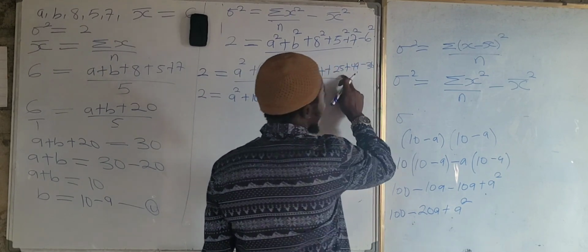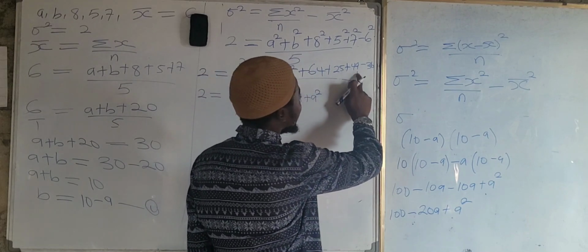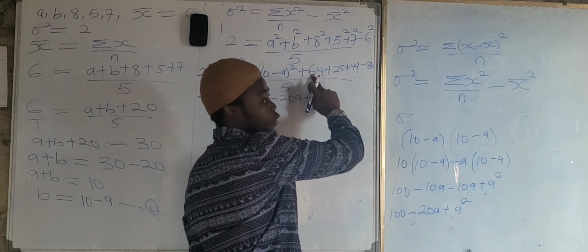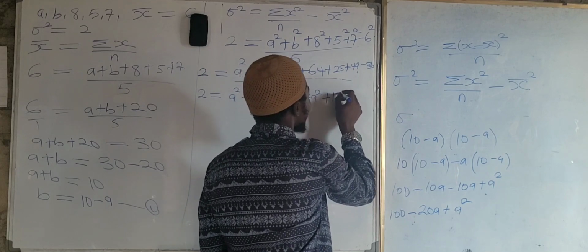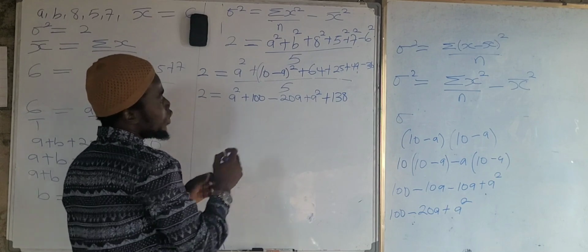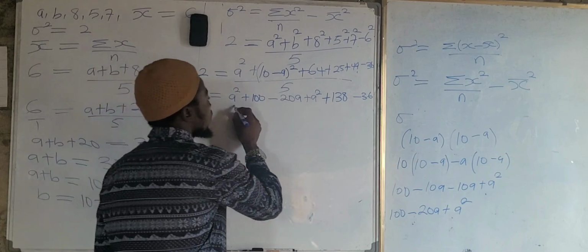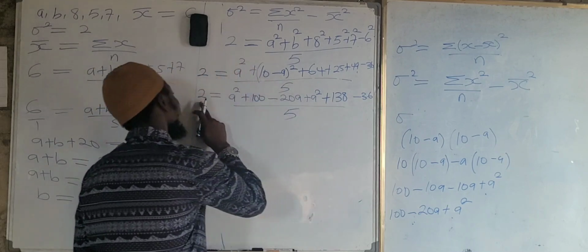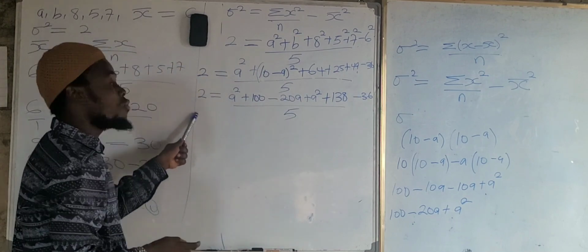This one is not part of this. What about the 49? Yes, this is 49 plus 25 plus 64. It's 138, right? Yes. We have plus 138, right? So, minus, in this case now, minus what? 36, right? All over 5. Now, all over 5. Take this here. This is minus 36, right? Yes, sir. Bring this over here.